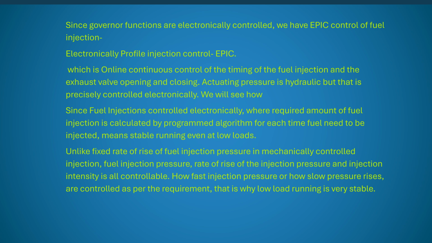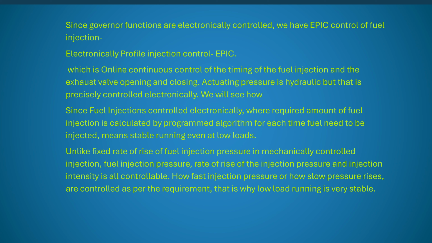Since governor functions are electronically controlled, we have EPIC. We call it EPIC control. What is electronically profile injection control? Actually, it is continuous control of the fuel injection. Each cycle, when the next unit is due for injection, a fresh amount of fuel is calculated using an algorithm, which is online continuous control of the timing of the fuel injection.